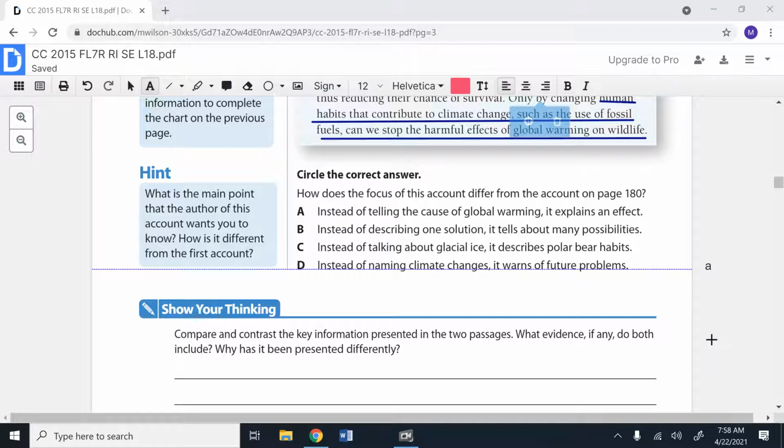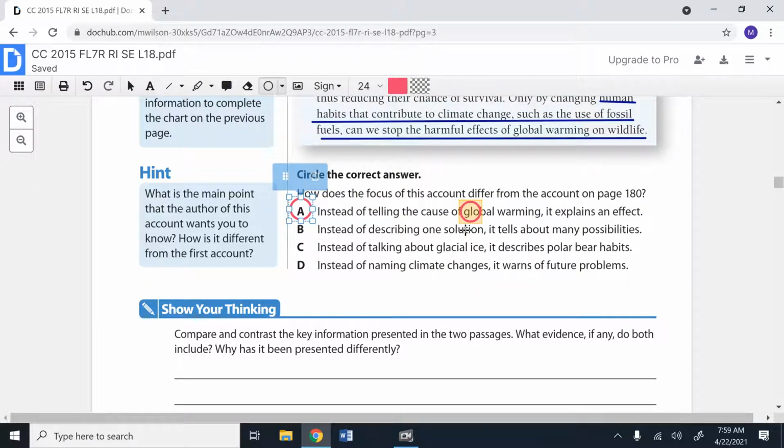Well, looking at the answers, the best answer choice is A, because the first account tells about global warming while the second explains an effect of it. So I'm going to take my circle tool and circle A. Now, B is incorrect because the first account does not describe any possible solutions. C is incorrect because the second account talks about both glacial ice and polar bear habits. And D is incorrect because the second account warns of climate change and other future problems.